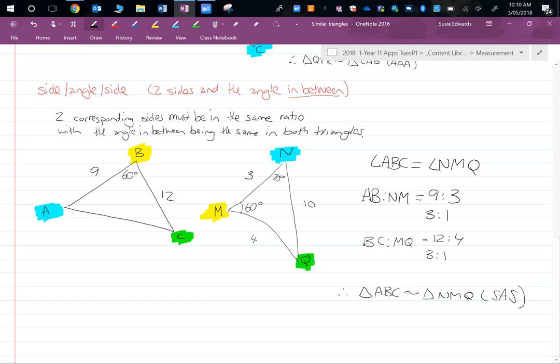If you get stuck with these rules, you can always just try and check every angle and every side, but sometimes you don't get given that information. Okay, so side, side, side, angle, angle, angle, they're pretty easy. So the one you really have to just remember is side, angle, side. Any questions?